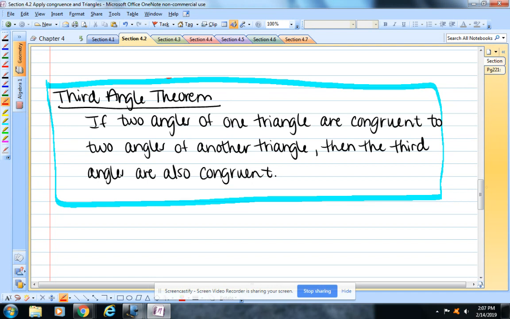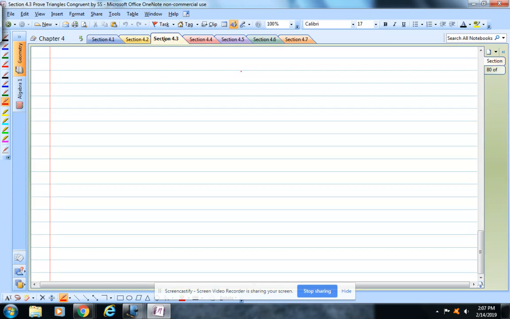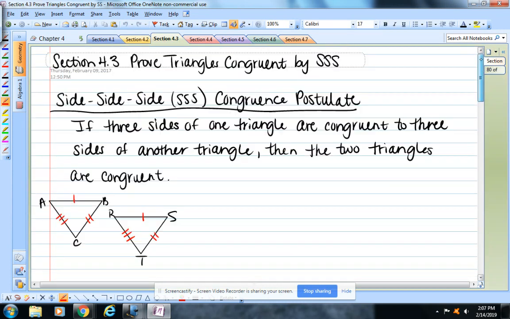Yep. So we have the same properties we had for a lot of other things. We have those for triangles as well. All right? Well, that is technically all of section 4.2. We're going to go ahead and do section 4.3 because we're awesome. All right. So write down the title, but you do not have to write down the side postulate because it's on your handout.